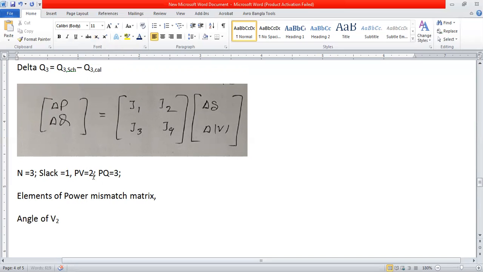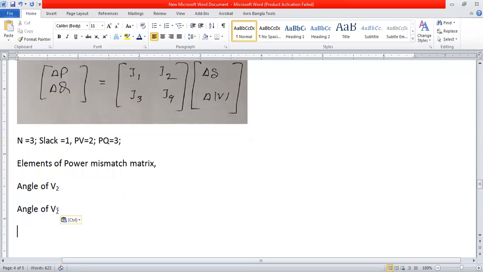The second element is, for bus 3, we don't know the voltage magnitude and angle. So we have to determine both of these values. But the order is, at first we have to put down the angle value, next the magnitude. So for the second element, that should be the angle of V3.